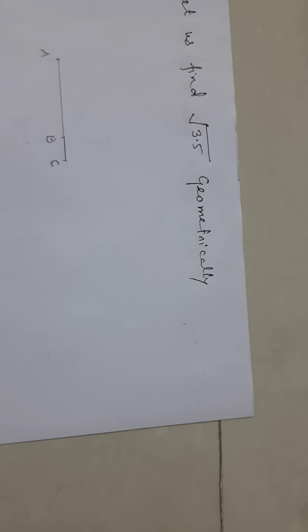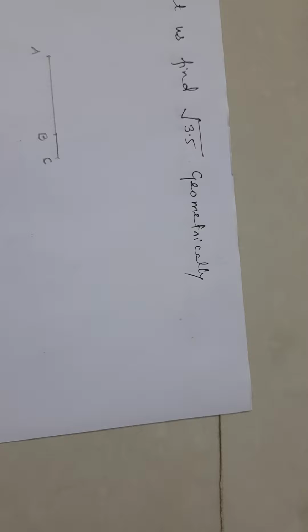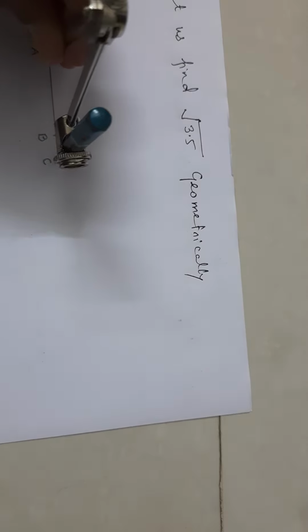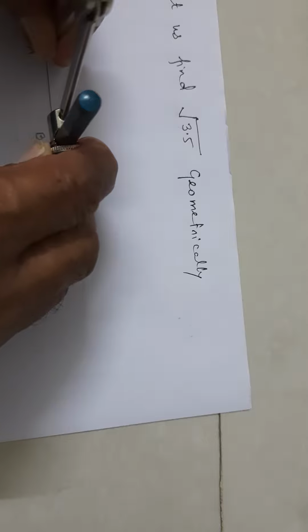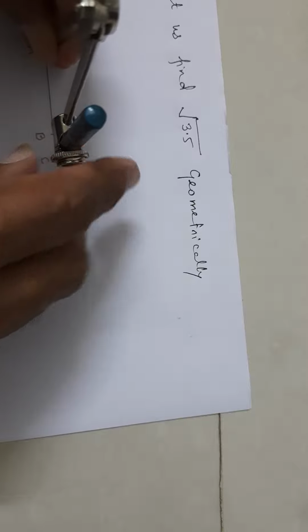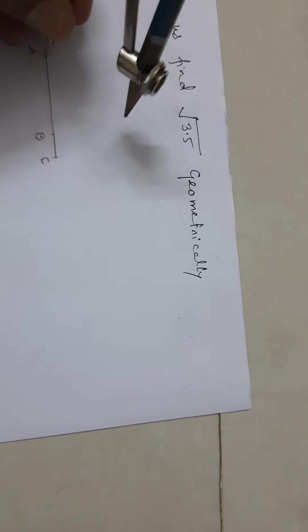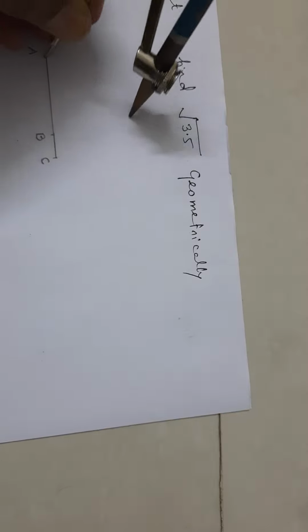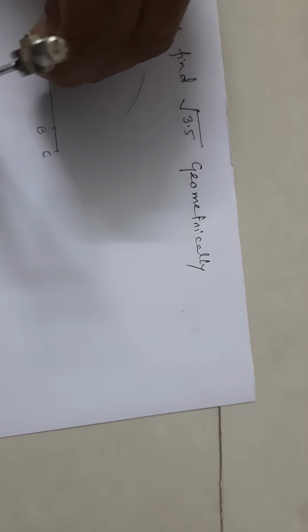Now we find out the midpoint of AC. Now how to find the midpoint of AC? You know that we will draw the perpendicular bisector of AC. Here it is, AC, we find the perpendicular bisector. So we draw one arc above and one below.